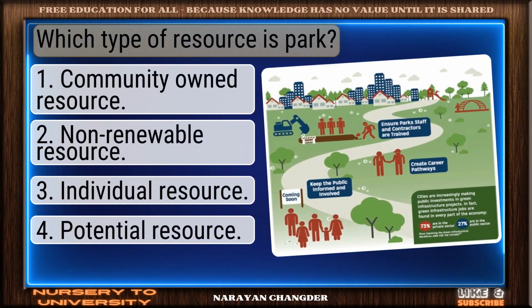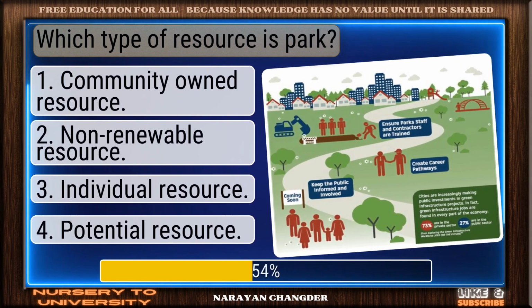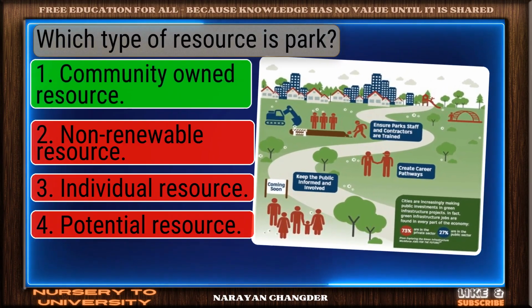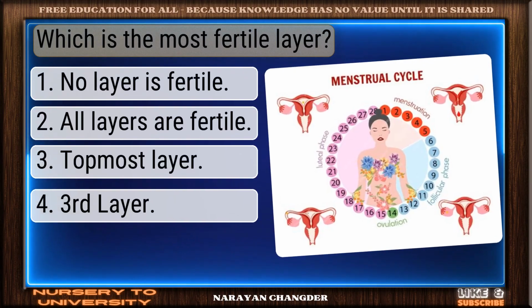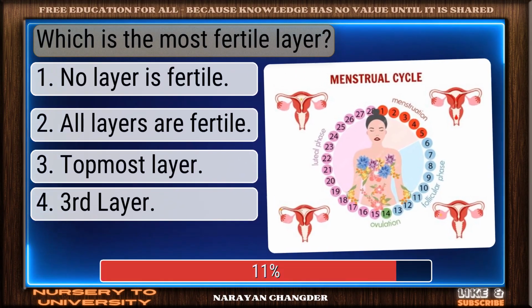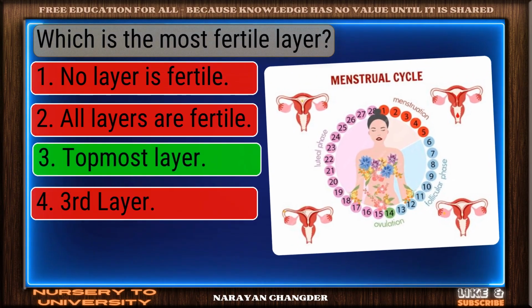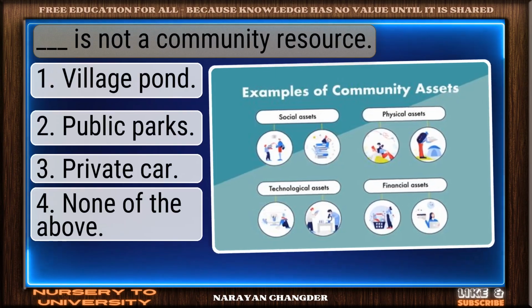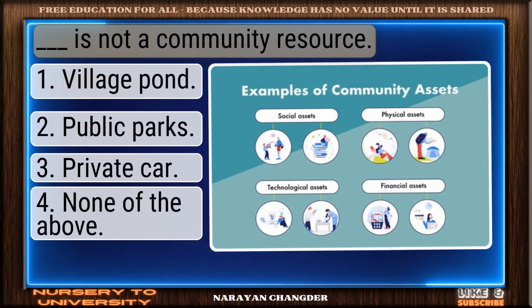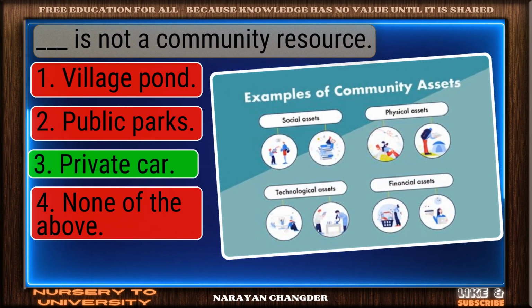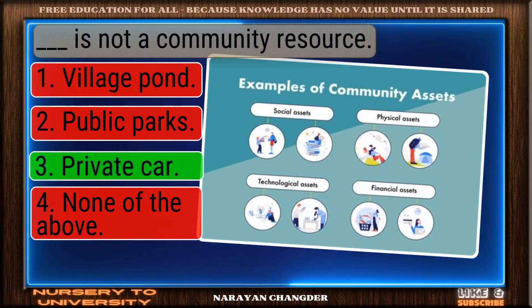Which type of resource is a park? Nice selection. Community-owned resource is correct. Which is the most fertile layer? Valid point. Topmost layer is true. Dash is not a community resource. Excellent. Private car is well reasoned.